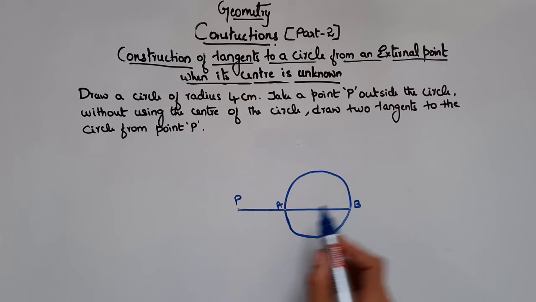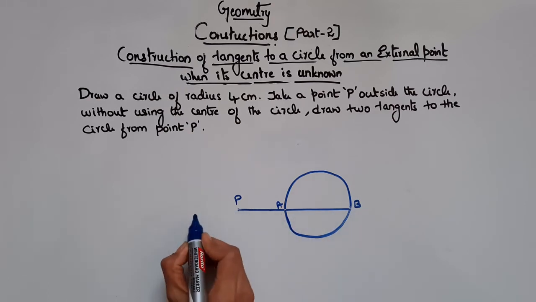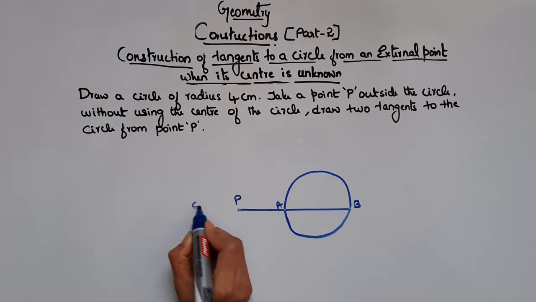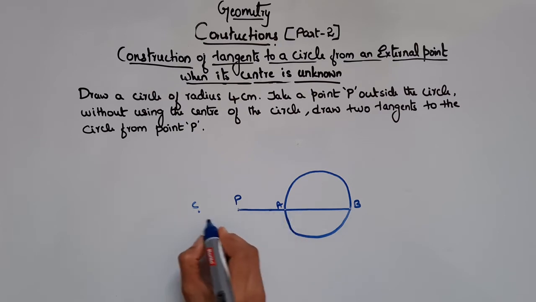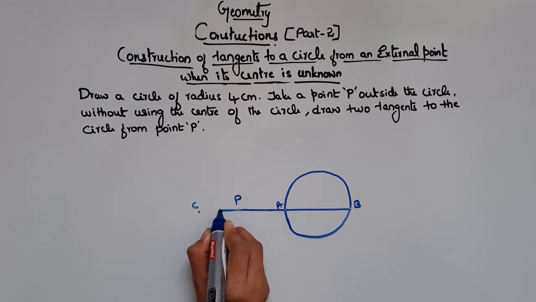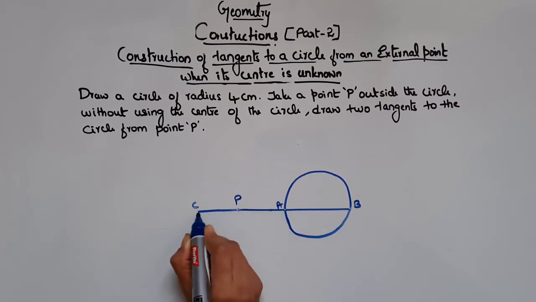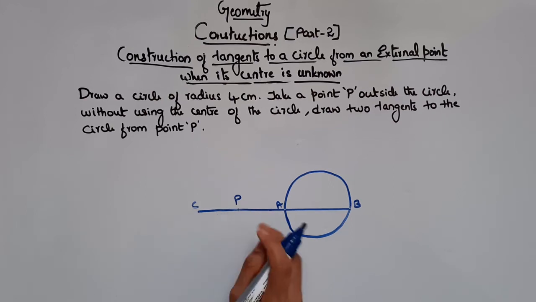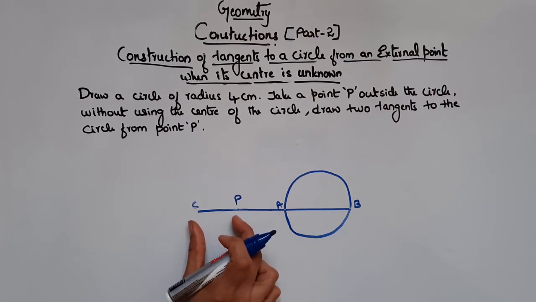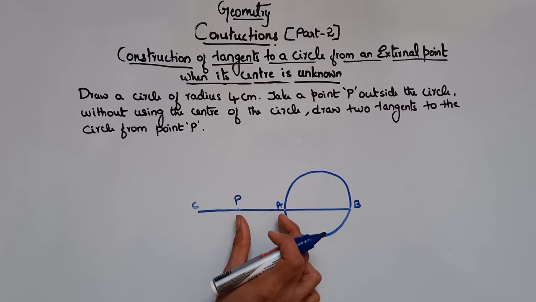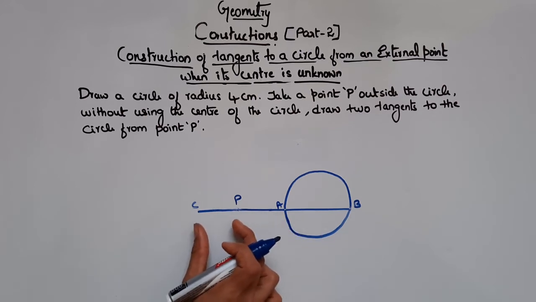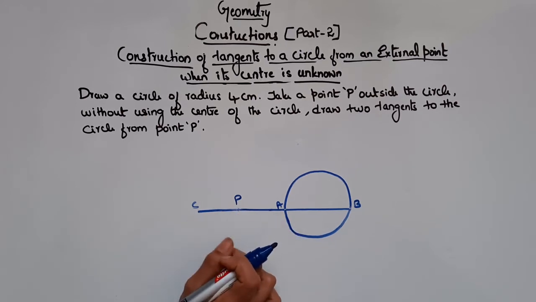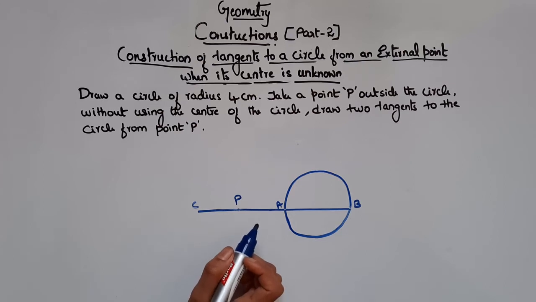The next step is to produce AP to point C such that PA is equal to CP. You have to produce this line AP to point C. So here PA is equal to CP. You have to measure the length of PA and draw the same length here, CP. I hope you are getting my point.